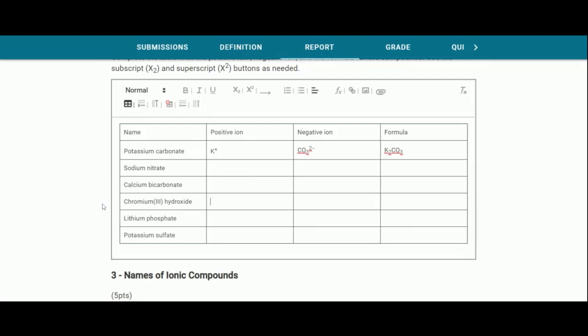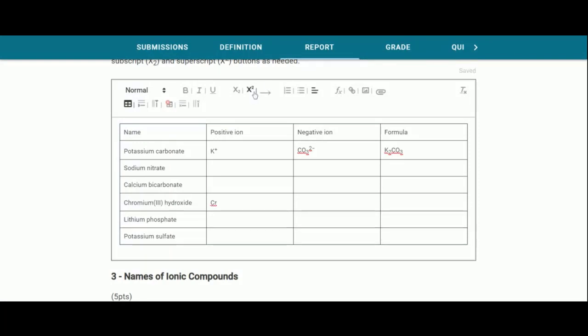All right, let's go to chromium hydroxide. If you just have one of the polyatomic ions, like in the example above, K+ and CO3 2-, I need 2 potassiums for every 1 carbonate, which is K2CO3. If you only need 1 polyatomic ion, then you do not use parentheses with the polyatomic ion. However, if it's like this, chromium 3 hydroxide, I have Cr, and it's going to have a 3+ charge because it says chromium 3. I also have hydroxide. That's going to be a 1- charge because hydroxide is always 1-. You just have to know that.